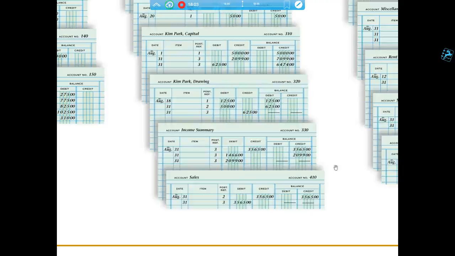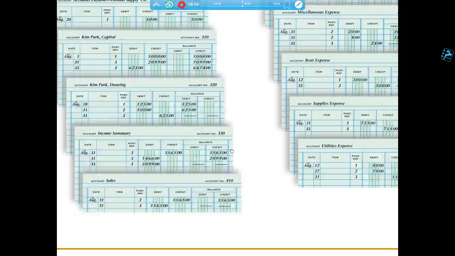Where did that go? It went into my temporary account called the income summary until I rolled that balance up here into the capital account. And then the same thing over here with all my expenses. I took those balances, whatever they were, and I closed them all out, each one of them.